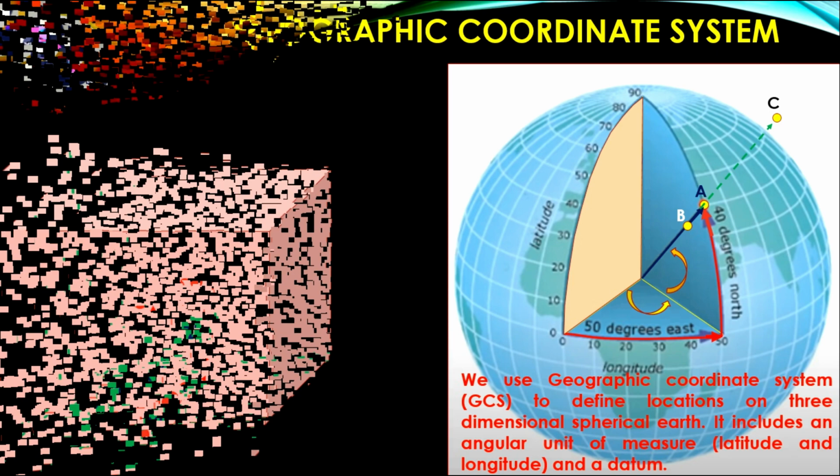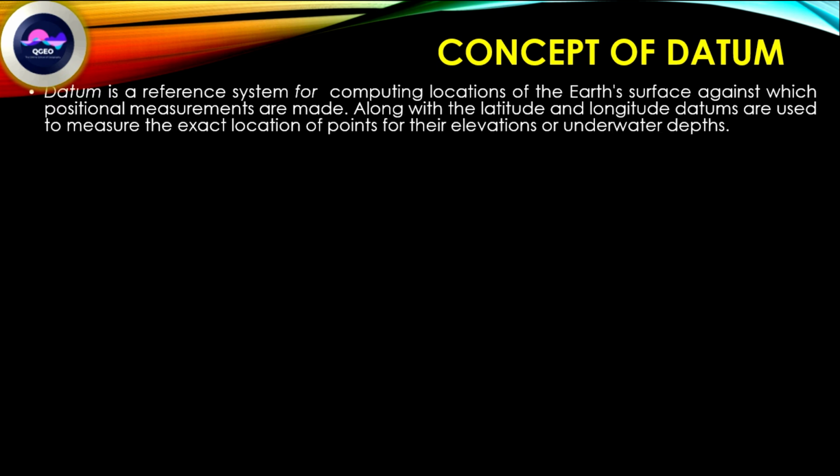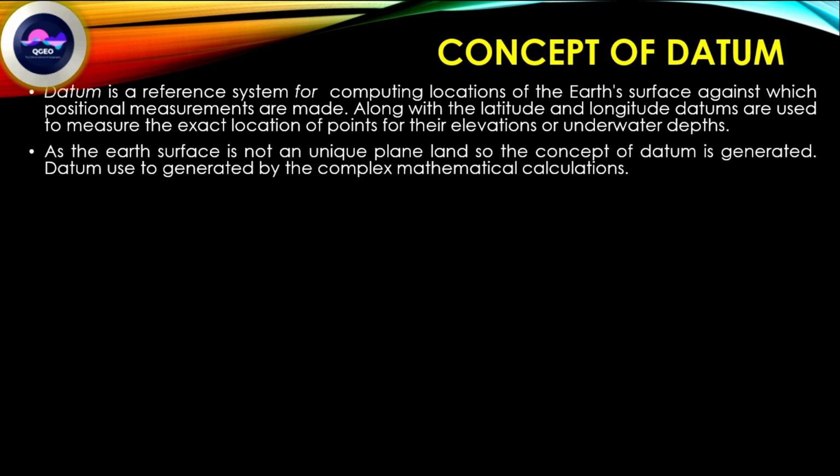Now we will discuss the concept of datum. Datum is a reference system for computing locations on the earth's surface against which positional measurements are made. Along with latitude and longitude, datums are used to measure the exact location of points for their elevations or underwater depth. As the earth's surface is not a unique plain land, the concept of datum is generated.